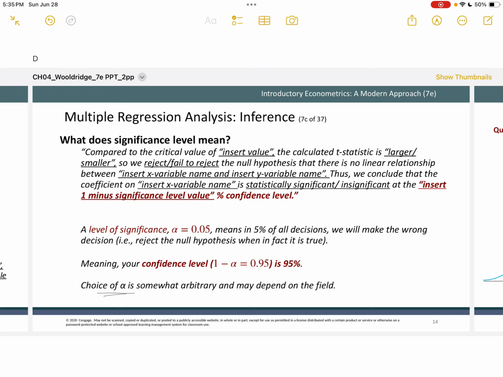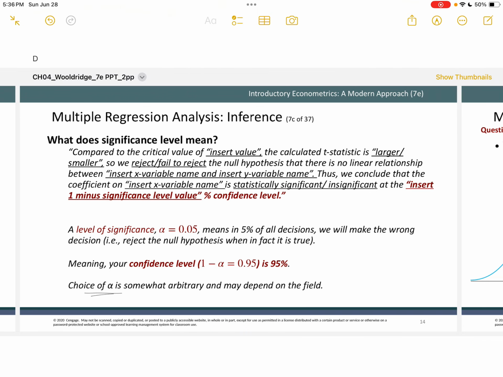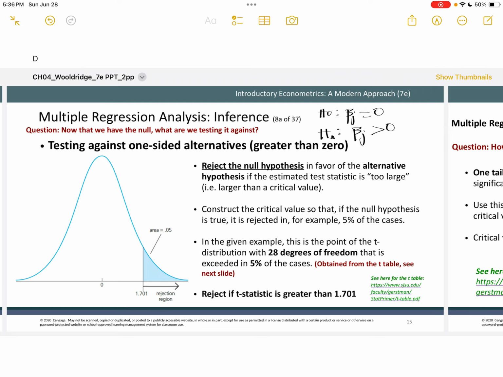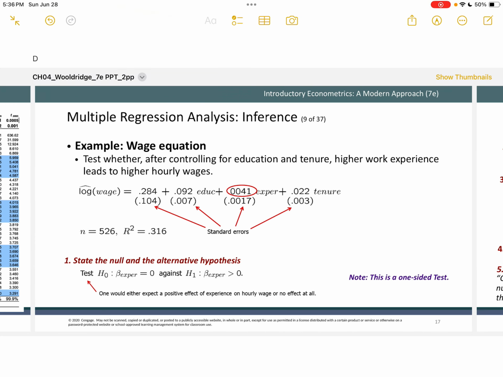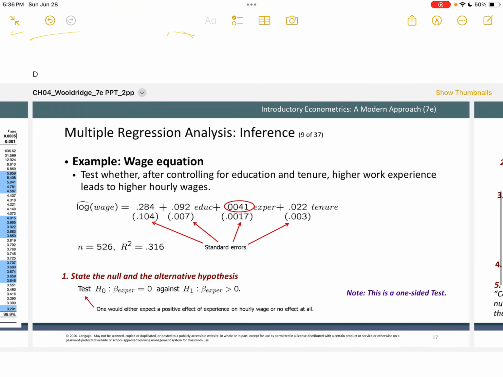I do need to mention that the choice of the significance level is somewhat arbitrary, but it may also depend on the field. In economics, we have the 1%, the 5%, the 10%. At least these three are super popular. There's the 15% and the 20% too. We just worked on this.